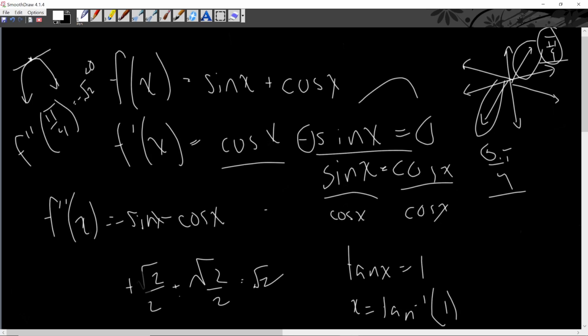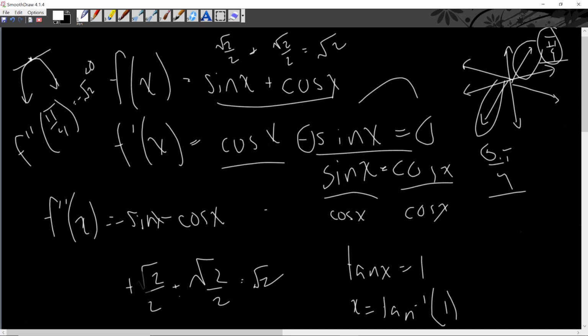And it wants us to get the actual point, so we plug pi over 4 back into f of x. So sine pi over 4 was still root 2 over 2, plus cosine pi over 4, still root 2 over 2. So we get root 2 over 2 plus root 2 over 2 will be 2 root 2 over 2, which is going to be just root 2. Let's see if we got this one right. Okay.